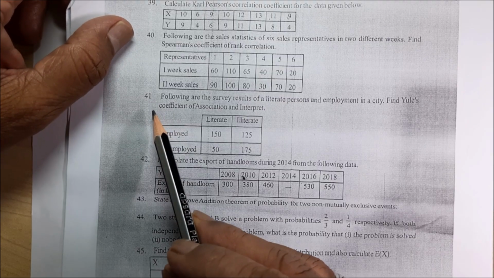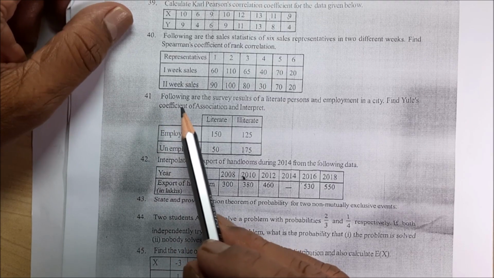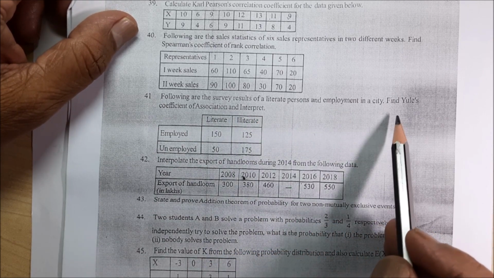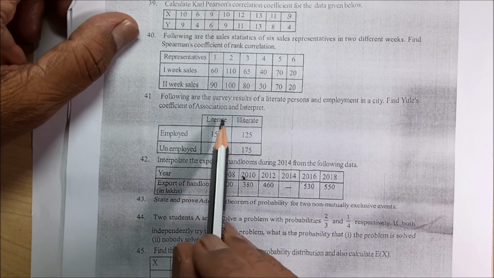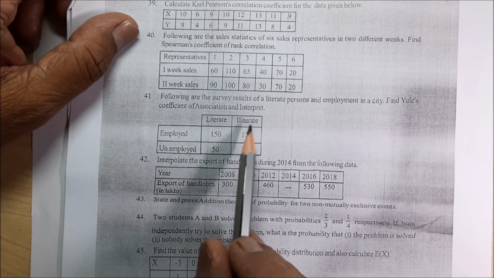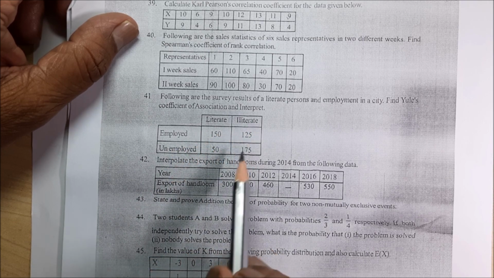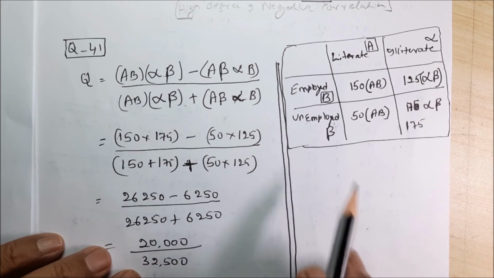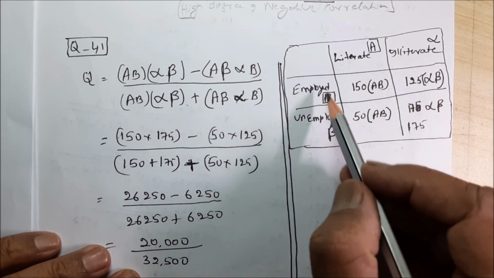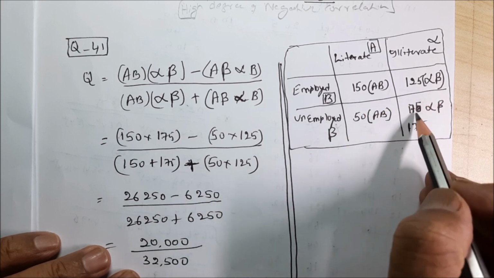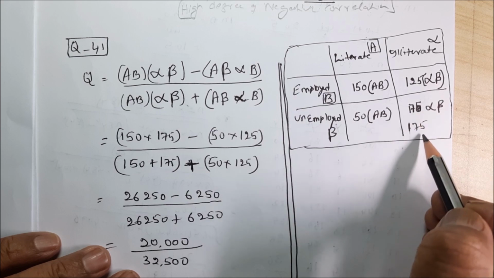Now the 41st problem. Following are the survey results of literate persons and employed in a city. Find Yule's coefficient of association and interpret. Employed, unemployed, literate, illiterate: 150, 125, 50, 175. Now you have to say alpha, beta, it is very simple. I have made it literate, illiterate, employed, unemployed, right? 150, 125, 50, then 175.